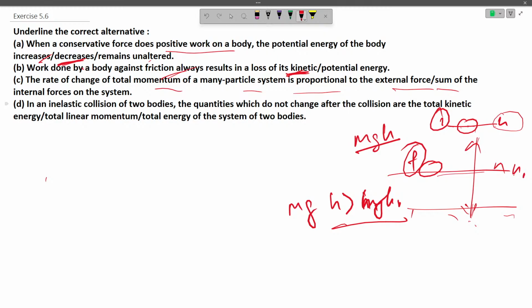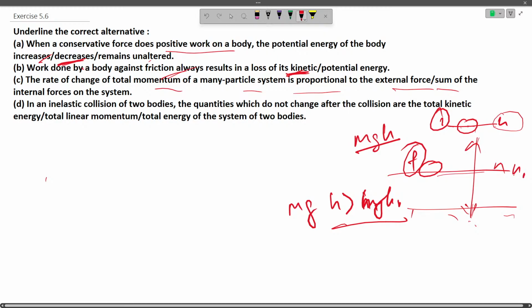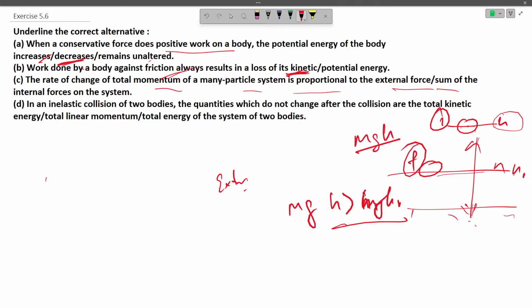So according to Newton's second law, the rate of change of total momentum of the system is equal to the net external force acting on the system. Internal forces cancel out due to Newton's third law. That's why it would be external force.